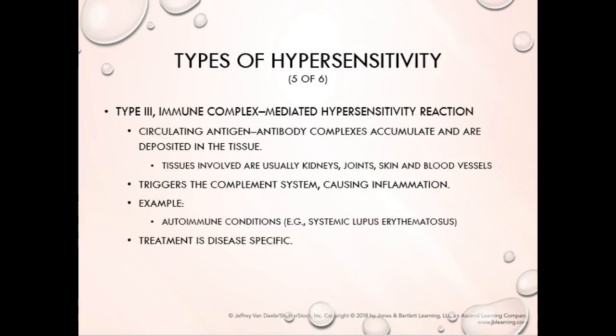Type 3, immune complex mediated hypersensitivity reaction. So antibody-antigen complexes accumulate and are deposited in the tissues, usually kidneys, joints, skin, and blood vessels. This is autoimmune. So the complement system is kicked in, you get inflammation, you're going to deposit these.